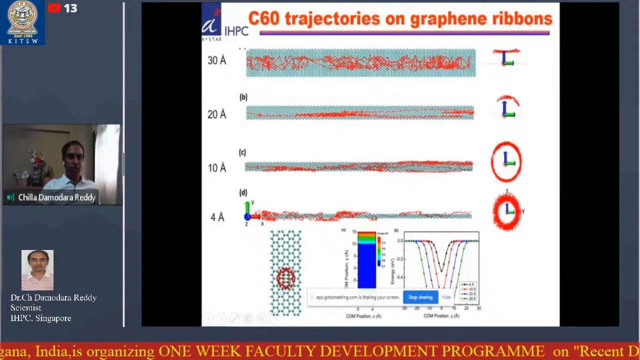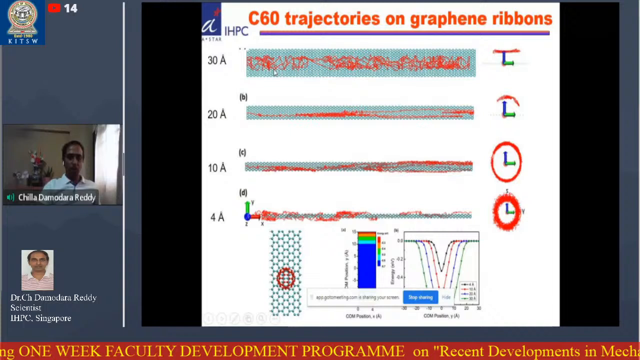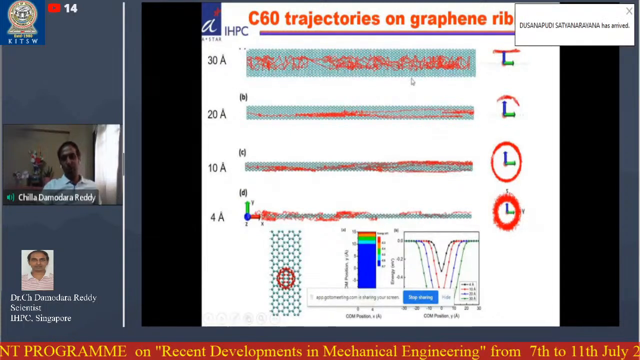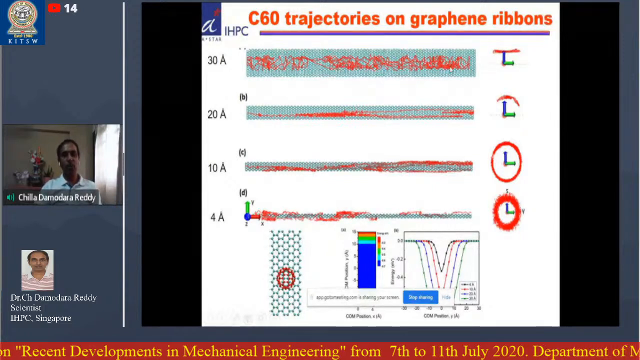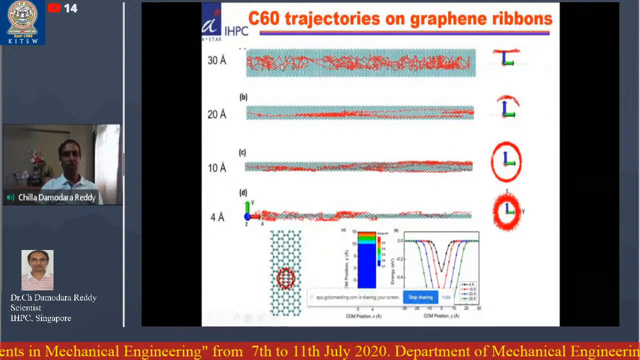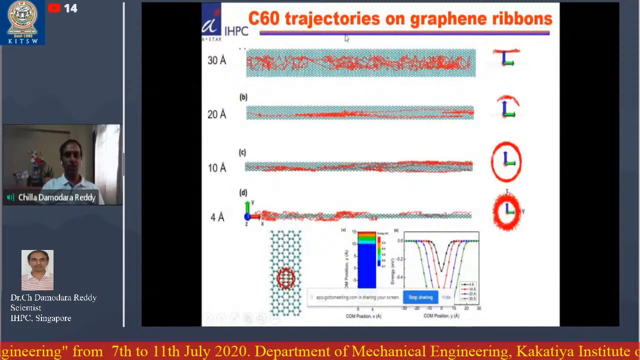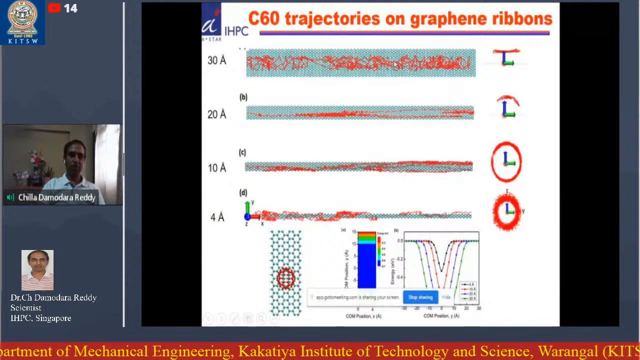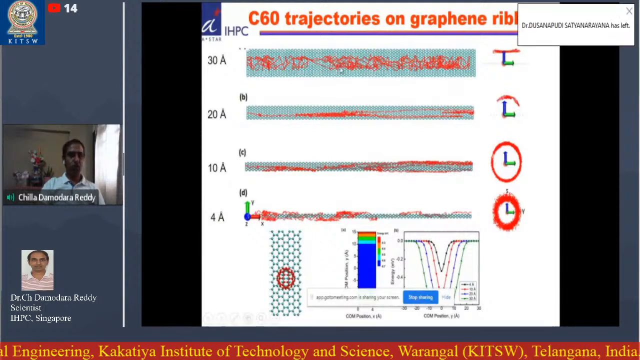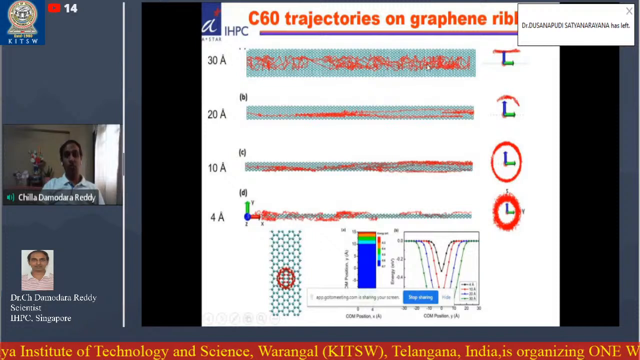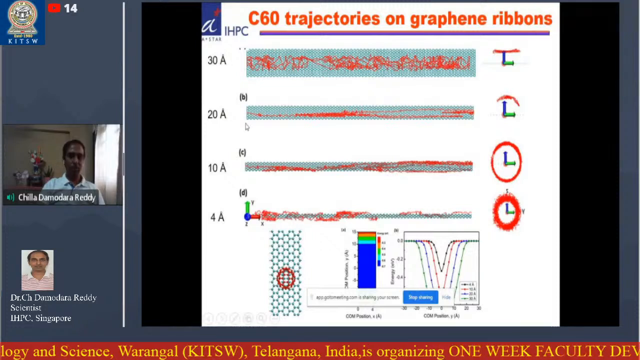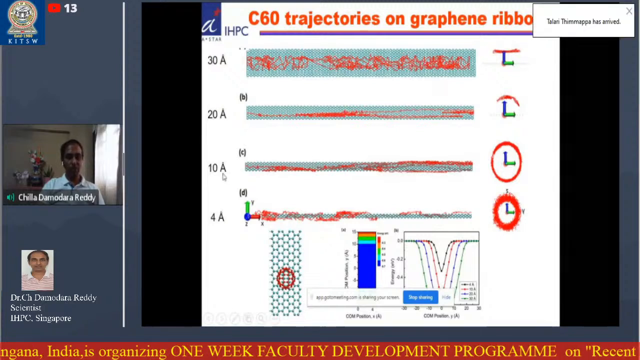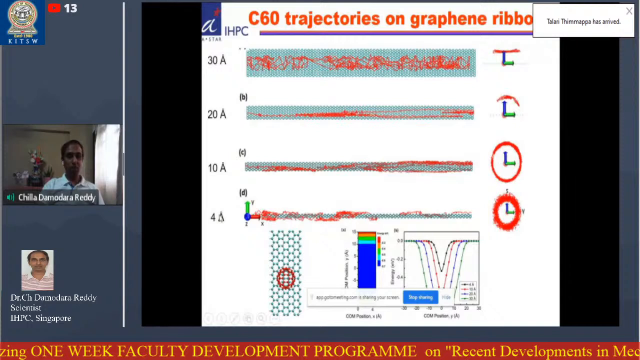Then we take a 30 angstrom width ribbon and put this C60 molecule on it. Then it goes around, this is the trajectory. And it's not going away from that ribbon, but still sticks to the ribbon, even at room temperature. Then we reduce the width to see whether it will go away from that ribbon or not. 20 angstrom, no, it's not going away. 10 angstrom, it's not going. 4 angstrom width, also it's not going away.